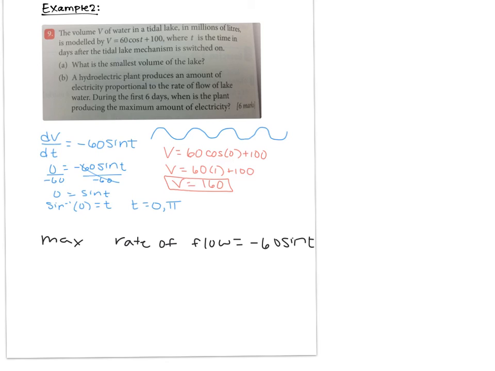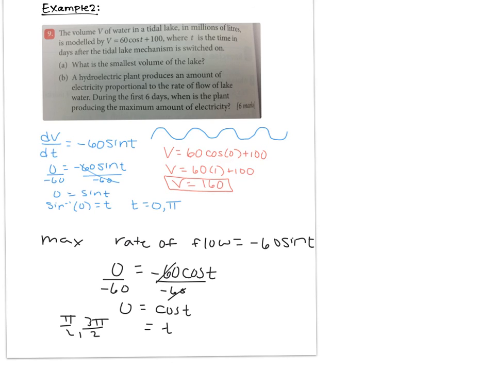A way that we could do that is we're going to differentiate it. When we differentiate it, we get negative 60 cosine of t. We're going to set that derivative equal to 0 to find the stationary points. Dividing by negative 60, cosine of t equals 0. So when is cosine equal to 0? That's t equals pi over 2 and 3 pi over 2.